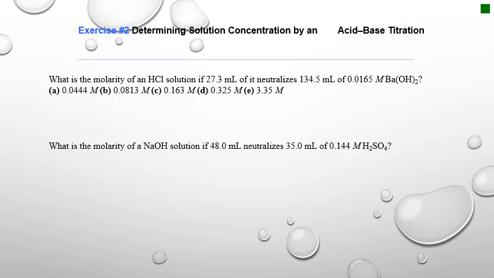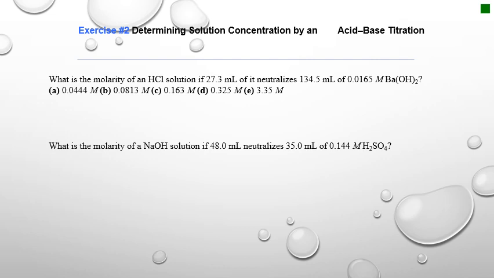Okay, so this is our last example problem set. So after this, you are officially done. Congratulations. So the first question says, what is the molarity of an HCl solution if 27.3 milliliters of it neutralizes 134.5 milliliters of a 0.0165 molar Ba(OH)2 solution?